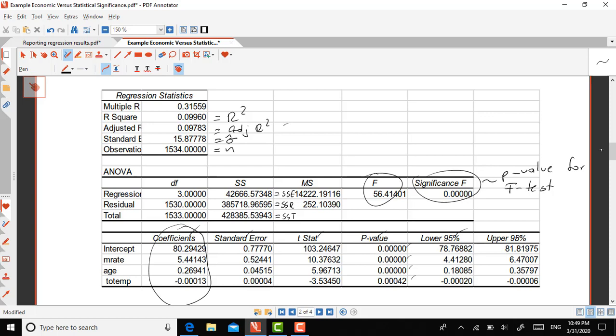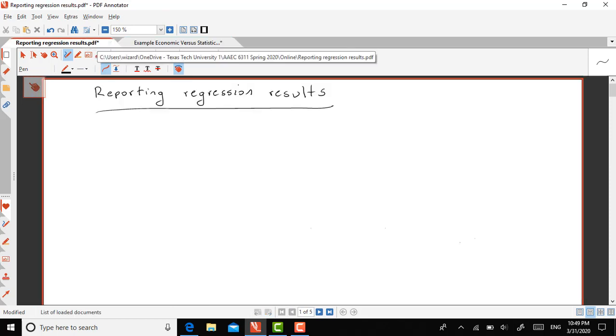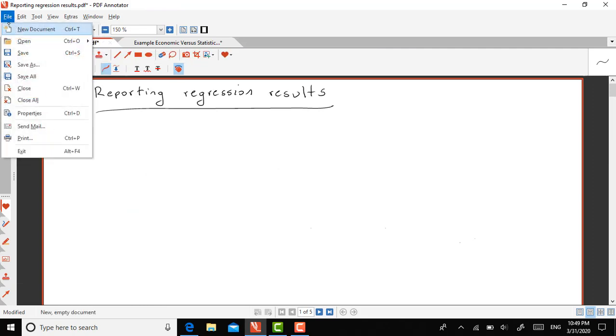Well, unfortunately, usually when you are writing a report, a very serious business report, or if you are writing a scientific paper, there are certain types of formats that you are supposed to follow to present the results. And today's discussion has to do with these formats, these procedures to present the regression results.